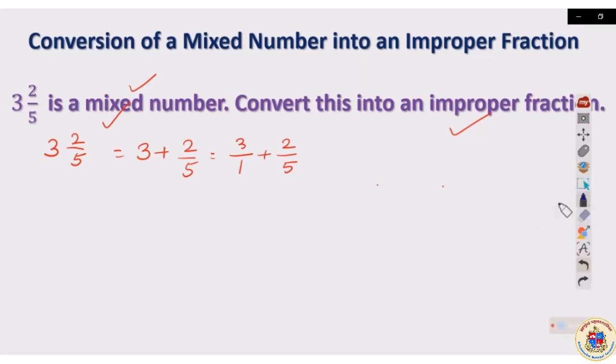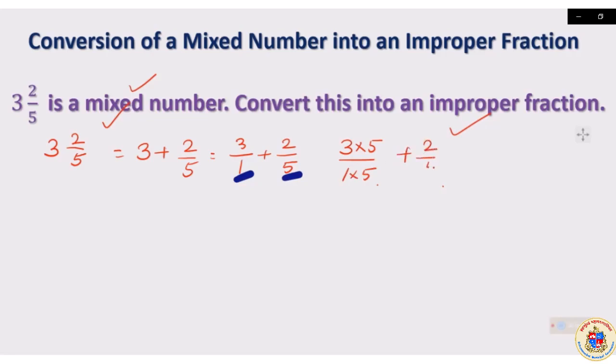Now we have to use the technique of addition. Here the denominators are different, so we cannot simply add. If the denominator is the same, we can add. So we can convert that into the same denominator. 3 upon 1 plus 2 upon 5 can be written by multiplying 3 by 5, and the denominator will become 5. Both numerator and denominator are multiplied by 5, and we get 3 into 5 upon 1 into 5.